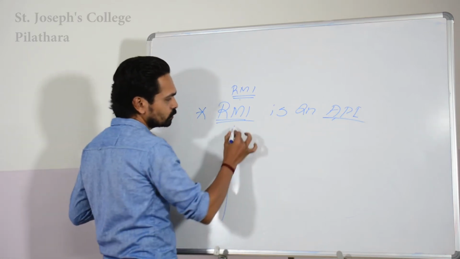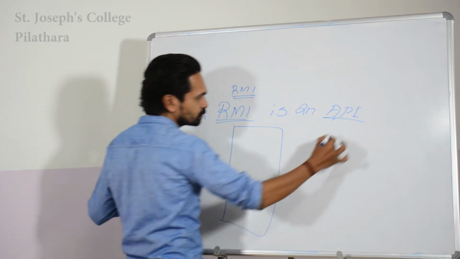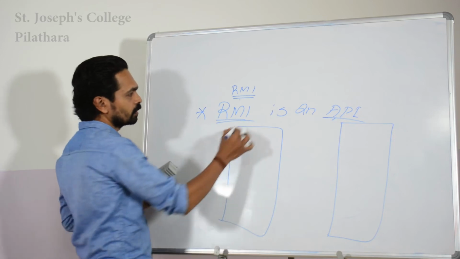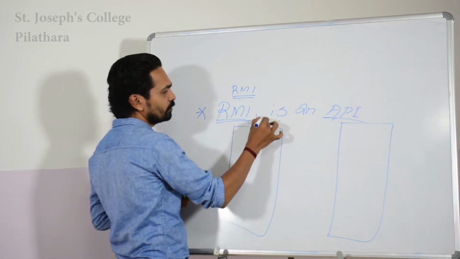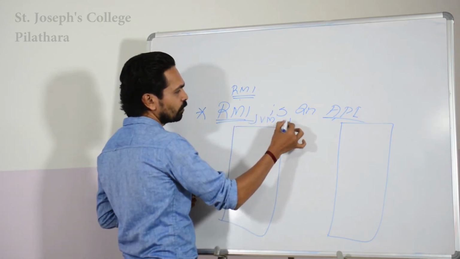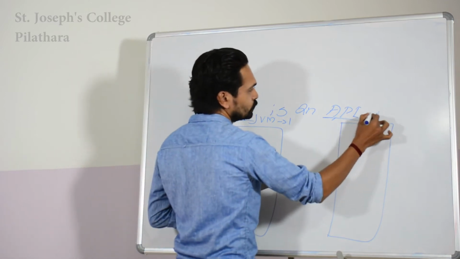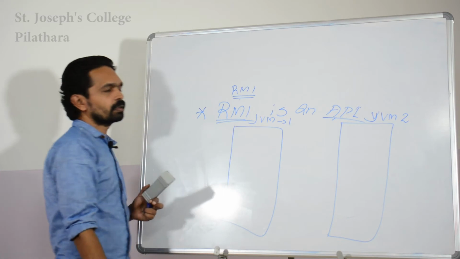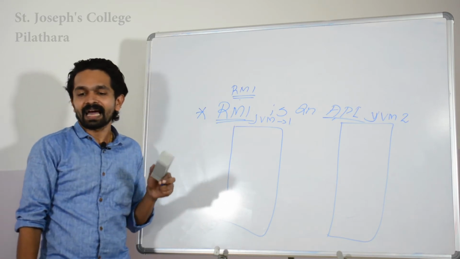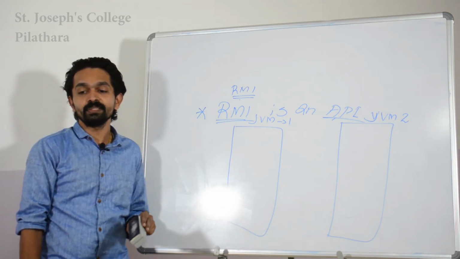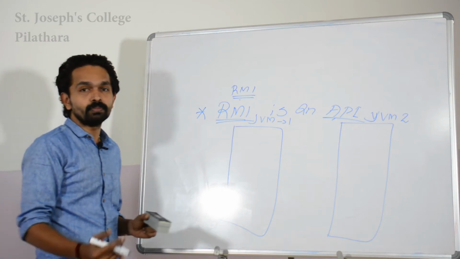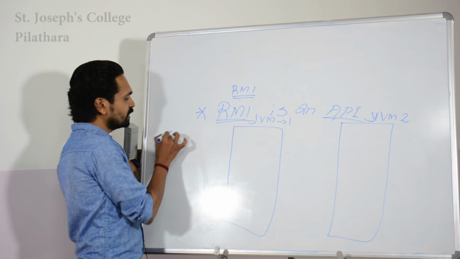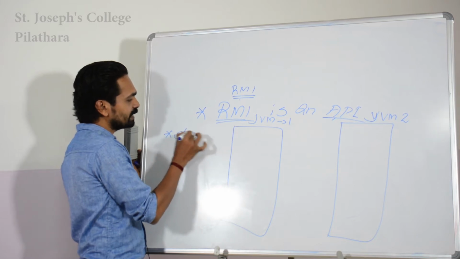Here I am drawing a picture: machine 1 JVM, machine 2 JVM. RMI provides remote communication between applications using two objects, stub and skeleton. A new word is coming: stub and skeleton.